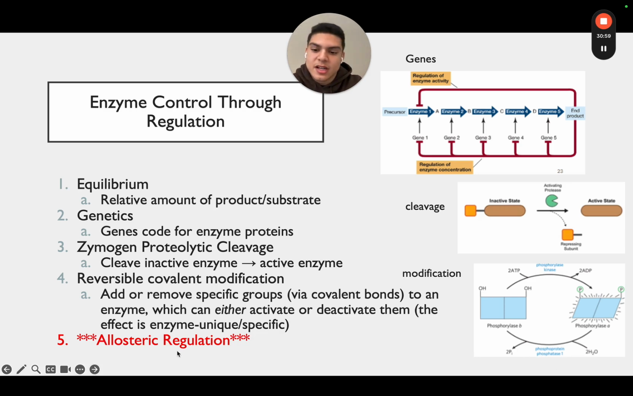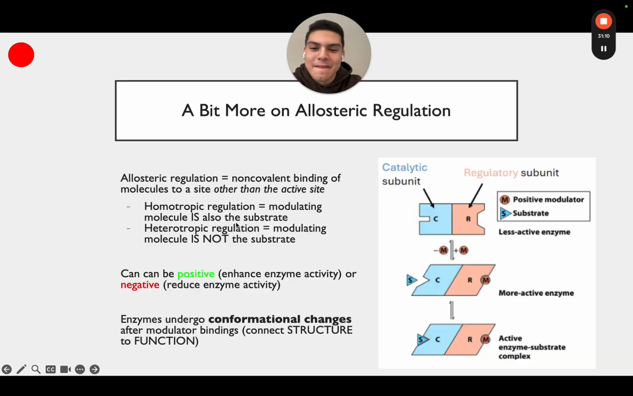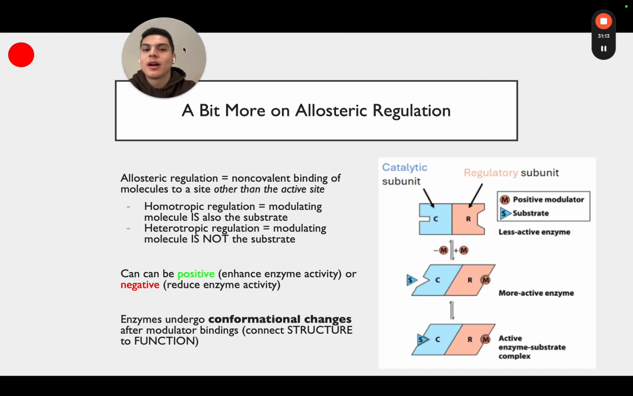And then there's obviously allosteric regulation, which is very analogous to competitive inhibition, uncompetitive inhibition, and non-competitive inhibition. Then just a little bit more on allosteric regulation. There are two types called homotropic regulation and heterotropic regulation. Homotropic just means that the modulating molecule is also the substrate. So for example, right here, our M is a positive modulator, and let's say it binds onto the enzyme. So homotropic means the modulating molecule is also the substrate.